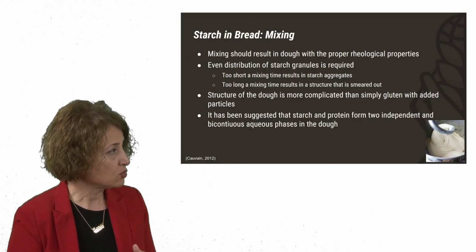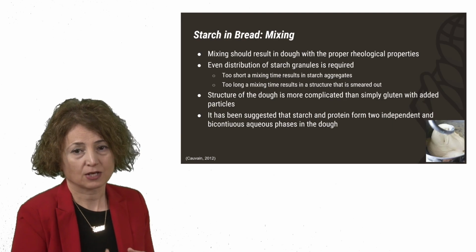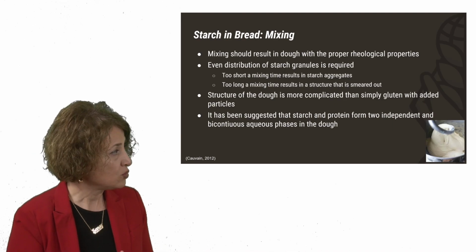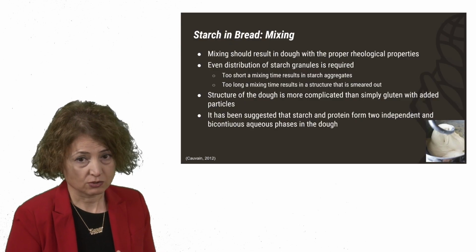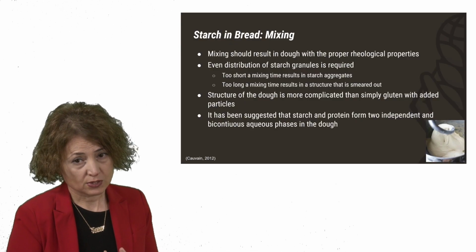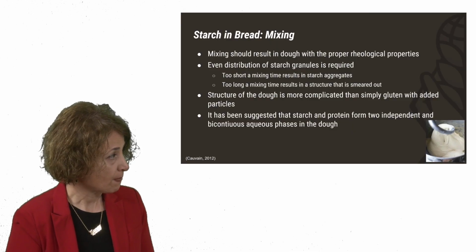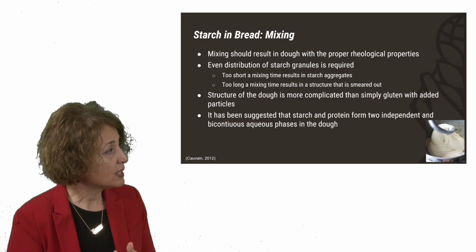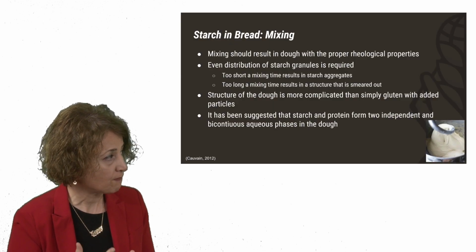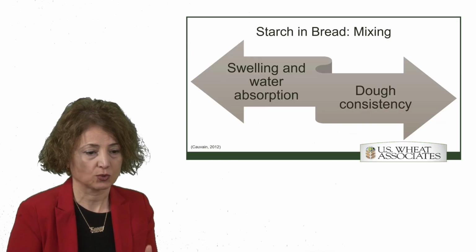If we have too short a mixing time, we can cause some starch aggregation. If we have too much mixing, we can have some damage to starch granules. So the dough structure is much more complicated than simply gluten with added particles. Starch and protein actually have two independent and bicontinuous phases in the dough. They have a unique way of interacting with water.